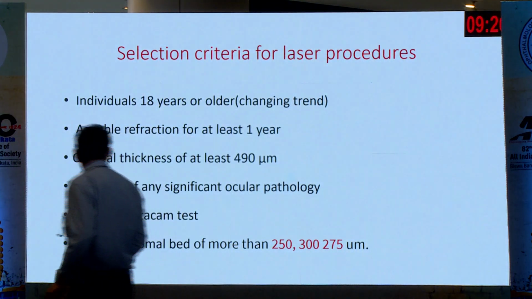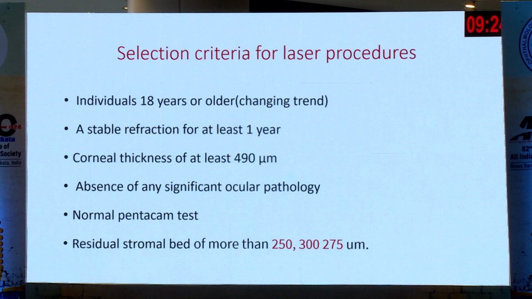So directly coming to the selection criteria for laser procedures. Whether you are doing PRK, LASIK or SMILE, all these laser procedures have almost the same selection criteria. Although some procedures give some advantage with the pachymetry, like PRK you can do in lower pachy and LASIK you cannot in lower pachy. So the individual has to be 18 years or older.